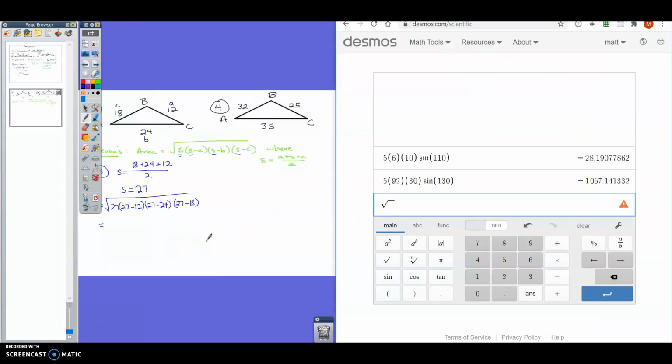We're going to type that in just like it looks. So we get 104.57. Since the second decimal place is 5 or higher, we're going to round up. So it's going to be 104.6.